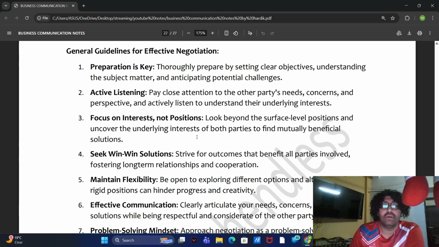Preparation is the key. Thoroughly prepare by setting clear objectives, understanding the subject matter, and anticipating potential challenges. Active listening. Pay close attention to the other party's needs, concerns, and perspectives, and actively listen to understand their underlying interests. Focus on interests, not positions. Look beyond the surface level position and uncover the underlying interests of both parties to find mutually beneficial solutions.